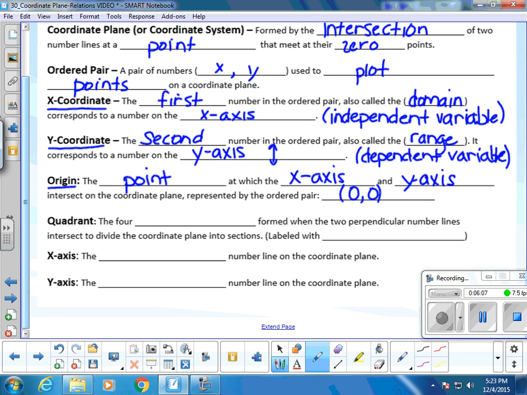The quadrants are the 4 sections, or if you want to call them regions, that are formed when the two perpendicular lines, which means they intersect at right angles, intersect to divide the coordinate plane into sections.